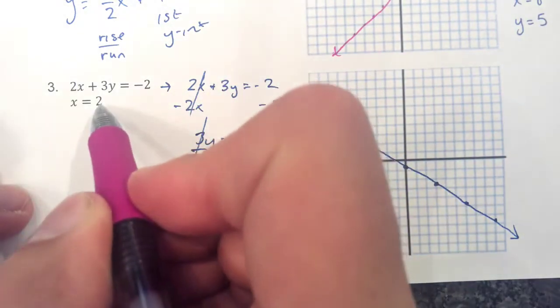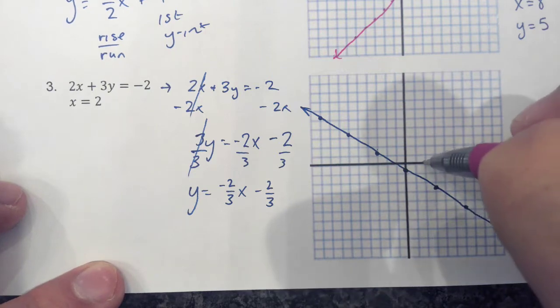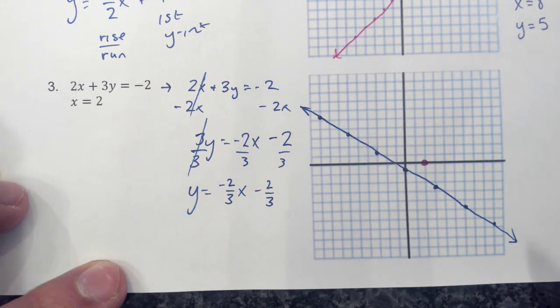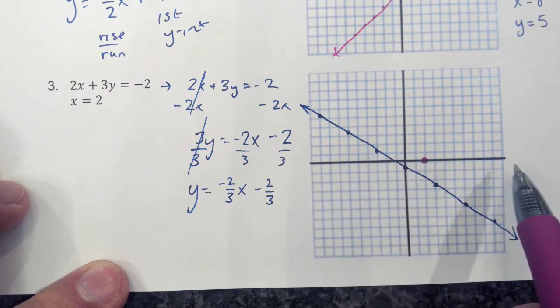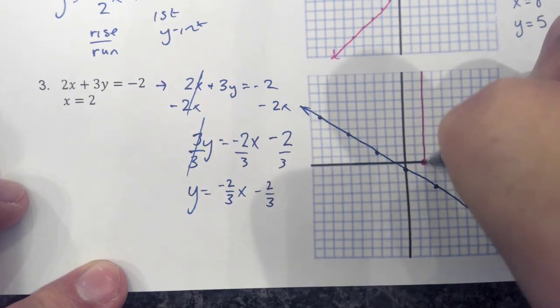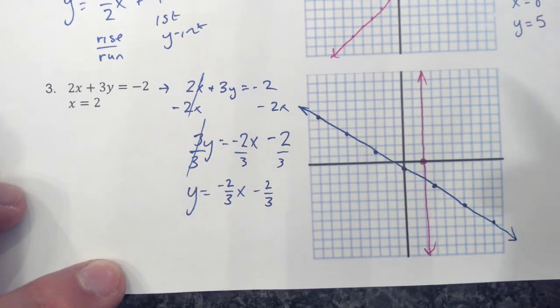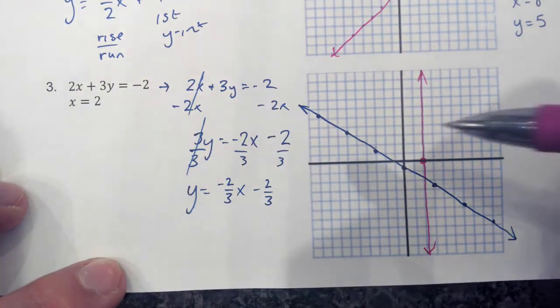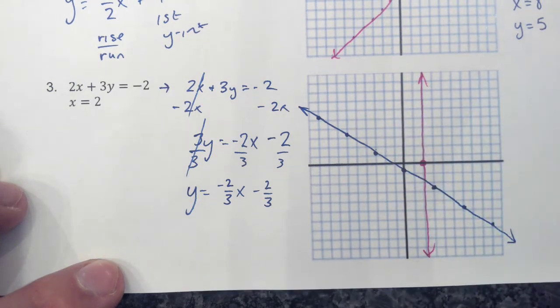Remember, if it's x equals a number or y equals a number, very simple. If it's x equals 2, we go to 2 on the x-axis. And we draw the line the opposite direction of the axis we're on. If we're on the x-axis, which is horizontal, our line goes the opposite direction. It would be vertical. So there's the second line. Very easy. If it were y equals a number, we would go to y equals whatever that number is, and it would be a horizontal line.